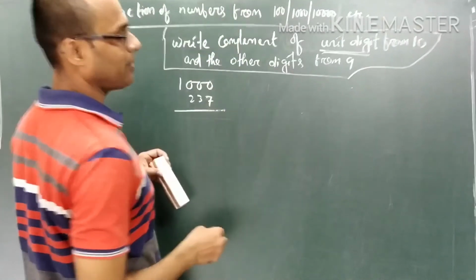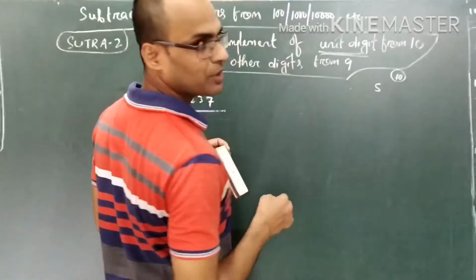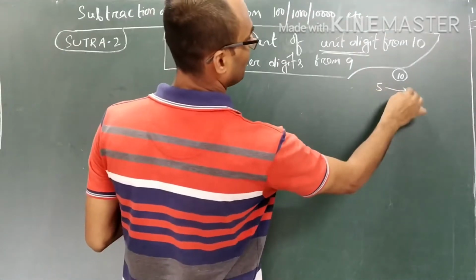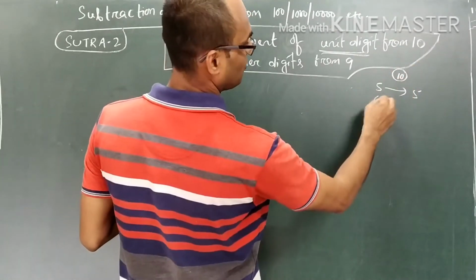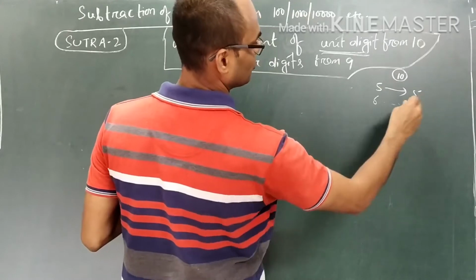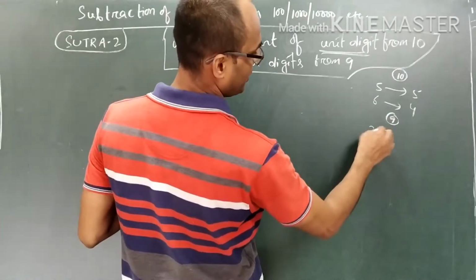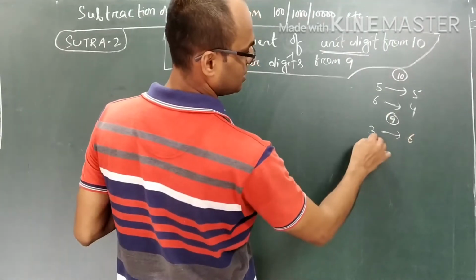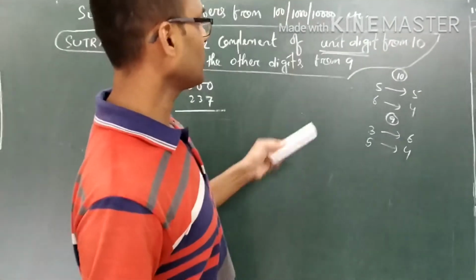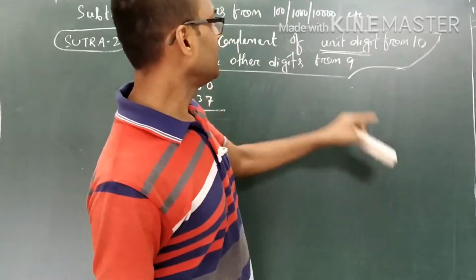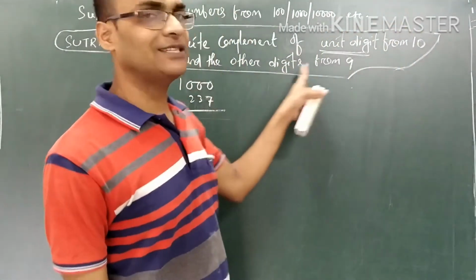What do we mean by complement? Suppose you are taking 10 as your base, and if 5 is a number, its complement from 10 means 10 minus 5. The complement of 6 from 10 means 10 minus 6, that is 4. Similarly, if you take the base 9, the complement of 3 is 9 minus 3, 6. The complement of 5 is 9 minus 5, 4. Like this, we find the complement of the unit digit from 10 and the other digits from 9.